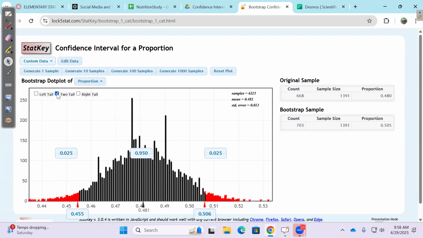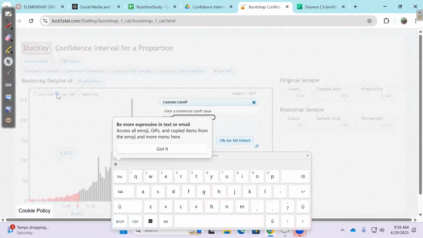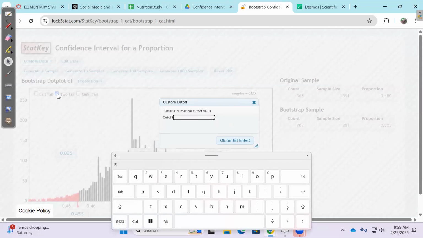StatKey says not quite the same as what we calculated. On the low end, it's 0.455, which is what we calculated. But on the high end, it's getting 0.506. There will be some variation like that when you use StatKey, because it's literally counting points, as opposed to just applying the standard error, which is slightly rounded. So if you use the standard error technique like I used a minute ago, you're not necessarily going to get exactly the same answer.